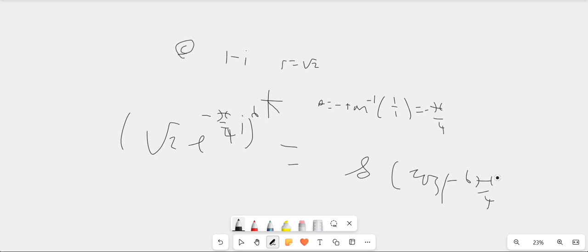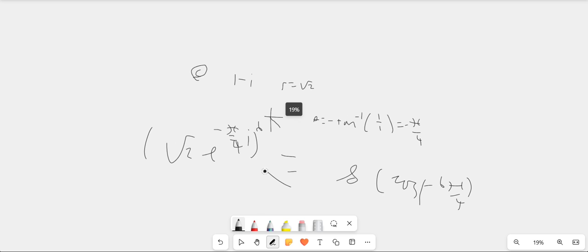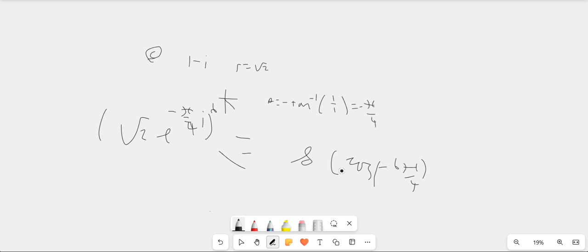Obviously, that's 8, yeah? Root 2 to the power of 6 is 8 here. And then cos minus pi over 6, obviously 6, the De Moivre theorem, yeah? 6 times into there, minus 6 pi over 4. Then plus i sine minus 6 pi over 4, yeah? And then obviously just put that in the calculator, yeah? It will give you 8i. So that's the answer, D.